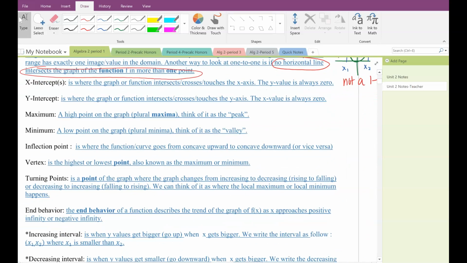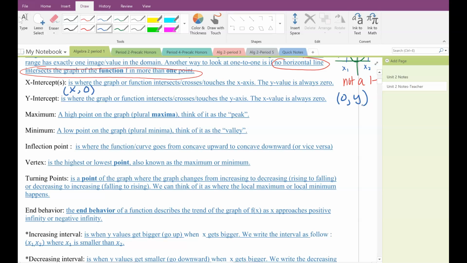X-intercept is where the graph or the function intersects, crosses, or touches the x-axis. The y value is always 0. So usually when we write the x-intercept, we write it like this, x comma 0, whatever that x value is. Y-intercept is where the graph or the function intersects, crosses, or touches the y-axis, and the x value is always 0. So if x is 0, we always write 0, comma y, whatever that y value is.